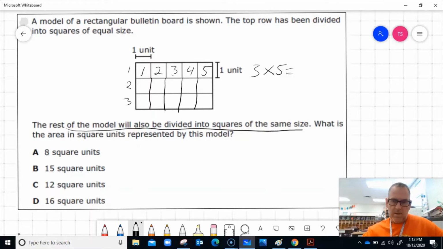Just like that. This would be a preferred way because you have less chances of making mistakes. You can miscount when you're counting squares, and I see students do that all the time. But we'll go ahead and go through it.